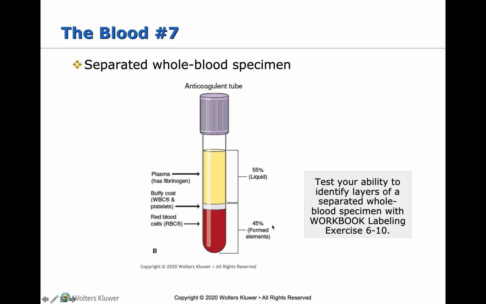So when they're testing your blood, they're actually going to be taking a little sample of the plasma. In a whole blood specimen, it would all still be mixed. It would look red, like it just came out of the body, and they would take a specimen sample from the top of that.